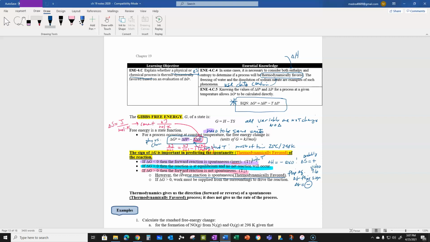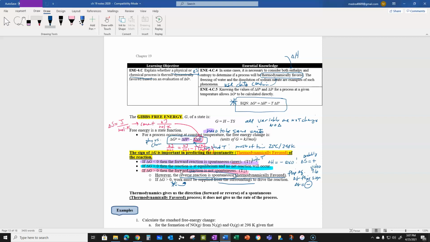So the delta G is greater than 0. Work must be usually supplied to the surroundings to get this to drive the reaction. This is very key because that's how W kind of plays into this. Okay, so the work must be supplied from the surroundings, as in going to the system, to drive this reaction. So if your delta G is positive in the forward, that means it will be thermodynamically favored in the reverse.